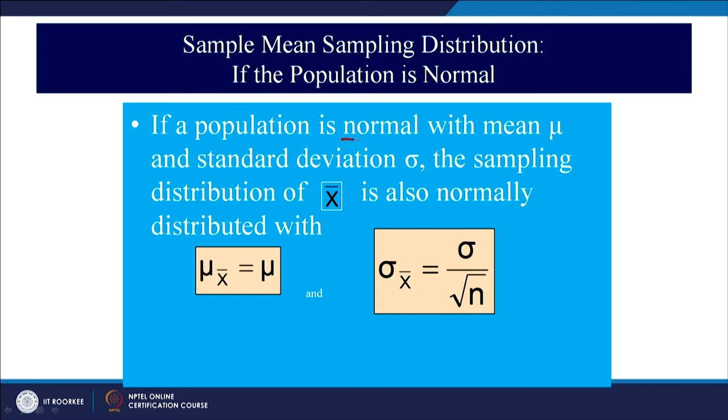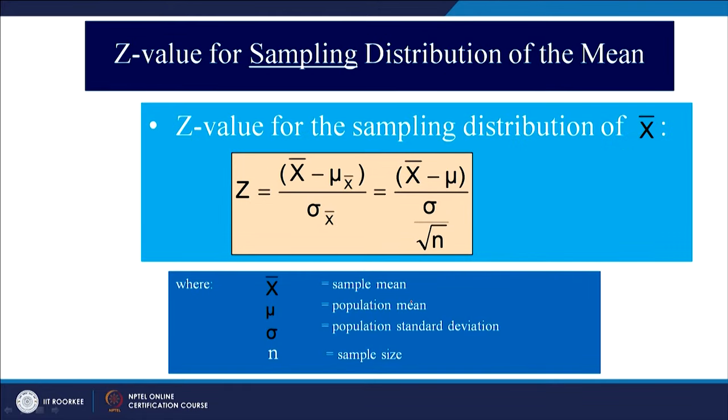So, if a population is normal with mean mu and standard deviation sigma, the sampling distribution of the mean is also normally distributed with mean mu and standard deviation sigma divided by root n. This is what we have proved, isn't it. In fact, we have seen the z value in case of probability distributions. We will see the z value for the sampling distribution as well. So the z value for the sampling distribution of the sample mean is this.